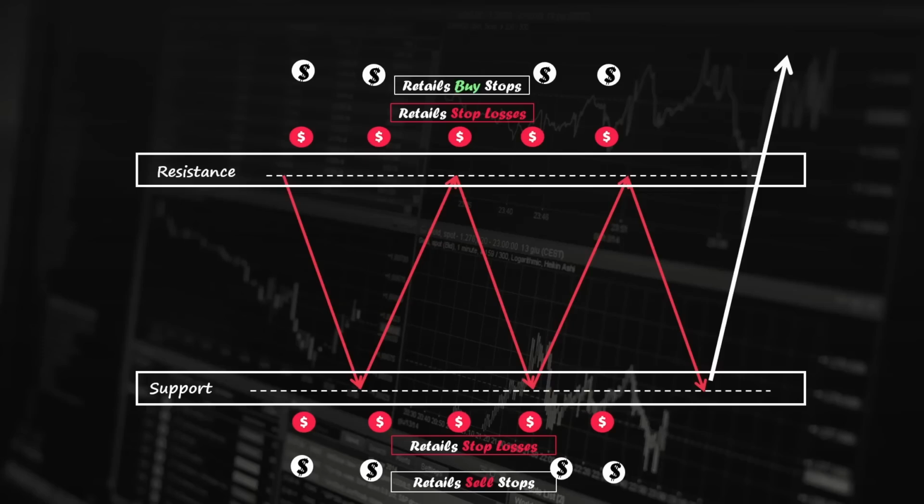Now, if the price pushes upward and breaks through the resistance level, it not only triggers the stop losses of retail traders who entered short positions, but also generates massive buying pressure as these short positions are covered. Additionally, it activates the buy stops of retail traders who are looking to enter long positions after the breakout.